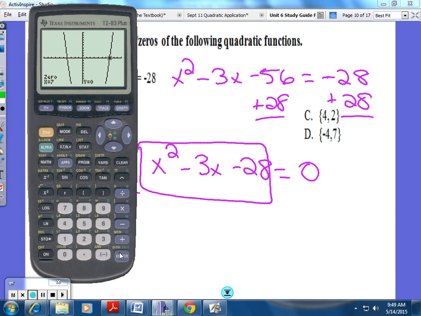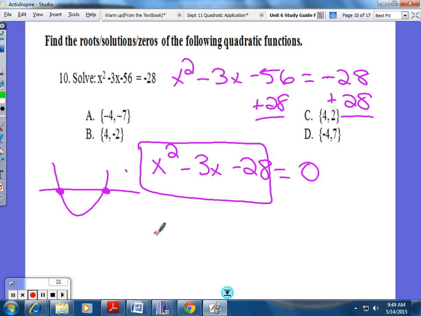Okay, one of the zeros is positive 7. So we go look, see it says x equals 7 on our calculator. So we go look and see which one of these has an answer choice of positive 7. The only one that does is D. So that is our answer.